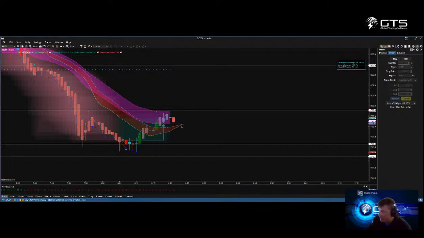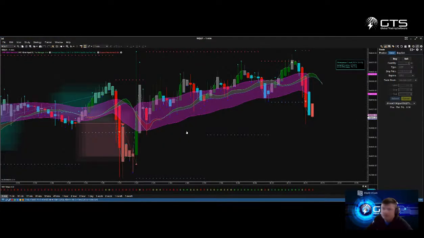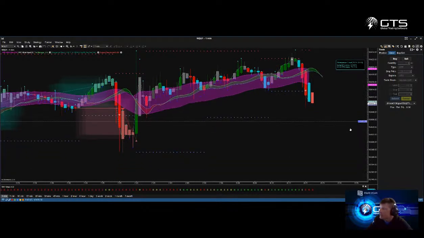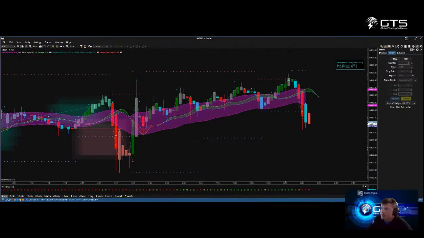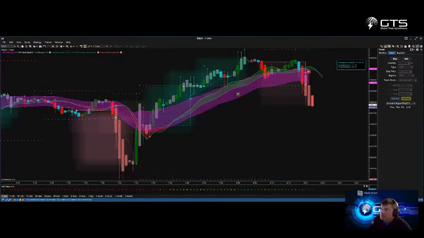Let's see here. So yeah, we'll keep it on this, but let's cruise around and take a look at the rest of the indices real quick. NQ, all right, looking at a dip on the NQ. Check out the ES. All right, we got a 6-star sell on the ES.